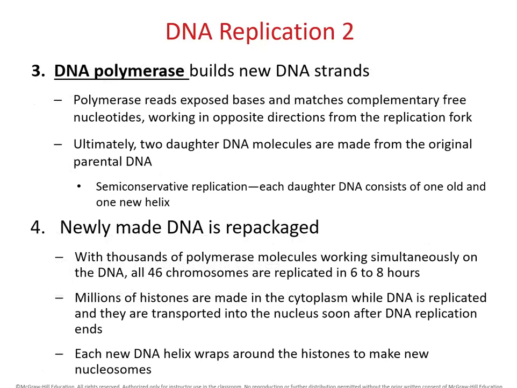The next enzyme involved is called DNA polymerase, and DNA polymerase makes the new DNA strands. They add in base pairs to complement what is on the existing strand of DNA. And finally, the newly made DNA is repackaged. Enzymes wrap it around the histones, and the DNA takes its double helix form that we expect to see.